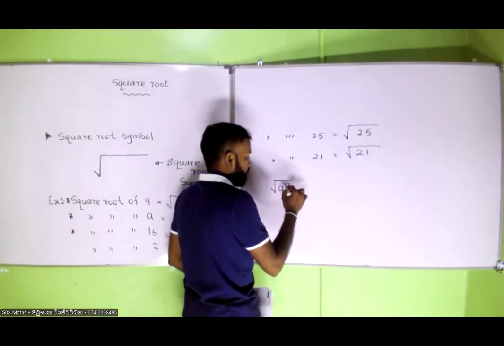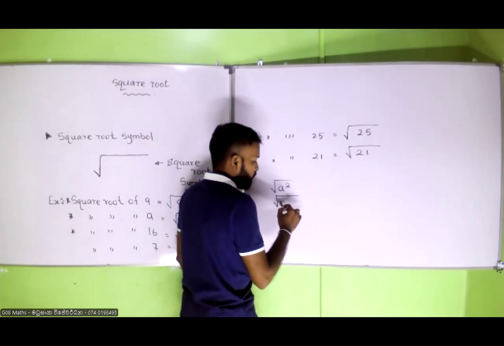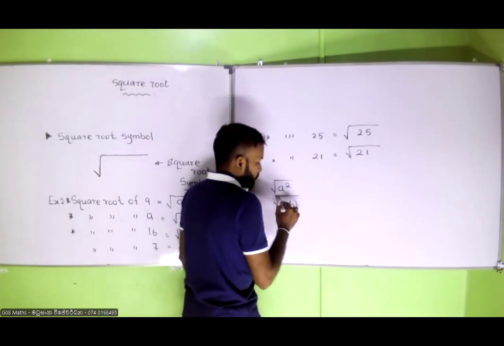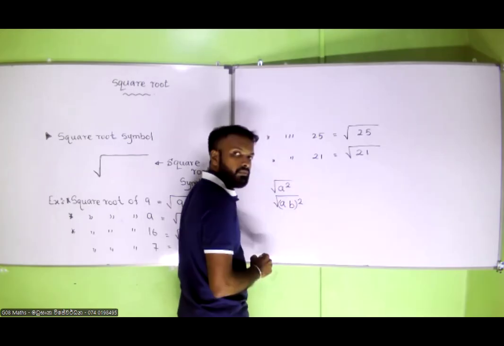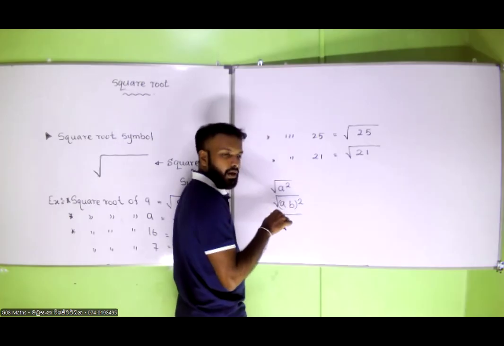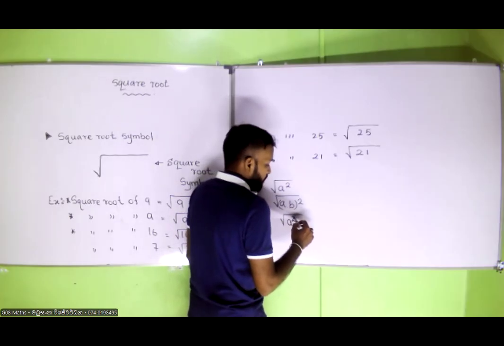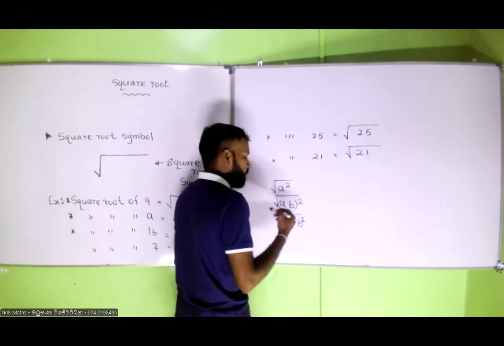Square root of a into b to the power 2. Square root of, this is already available, but not for the algebraic term. A squared, b squared, and so on and so forth.